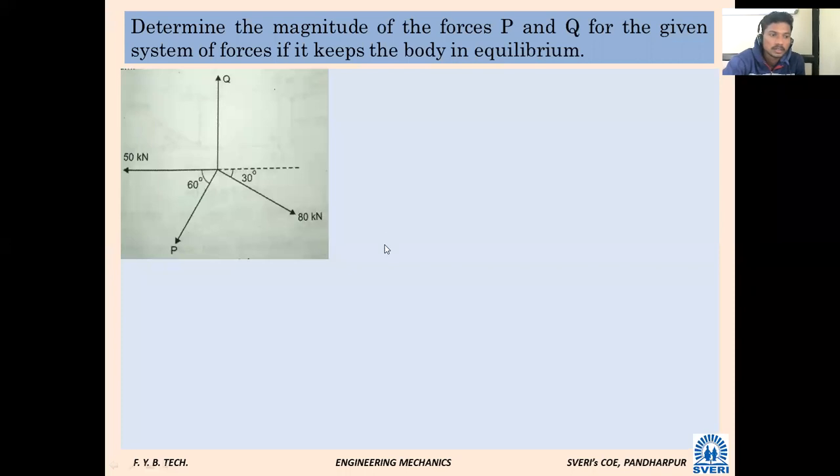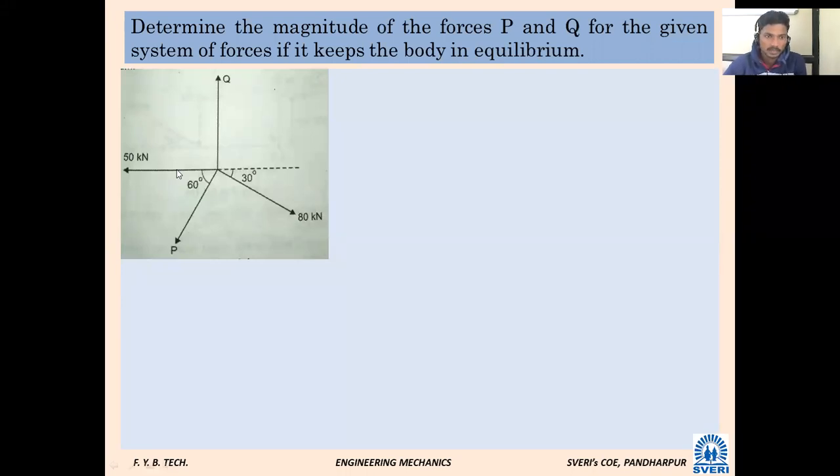No issue. So let us see problem number 1. We will solve 1 or 2 problems. Who will read problem statement? Determine the magnitude of the forces P and Q for the given system of forces if it keeps the body in equilibrium. Okay, very good. Thank you. So we have to find out magnitude of force P and Q for the given system of forces, as shown in following figure, if it keeps the body in equilibrium.